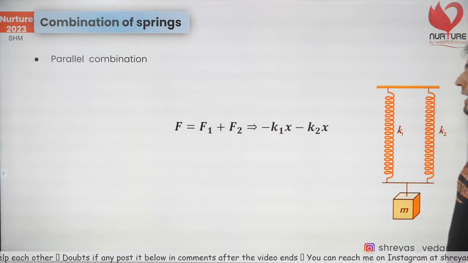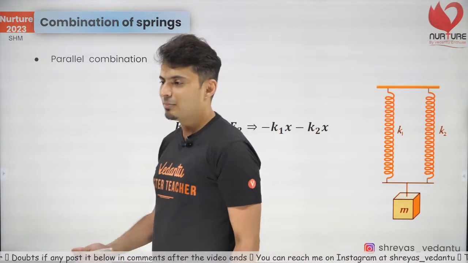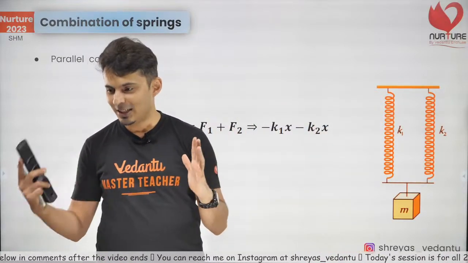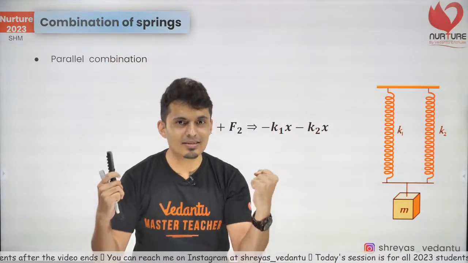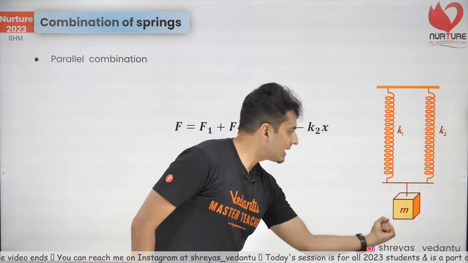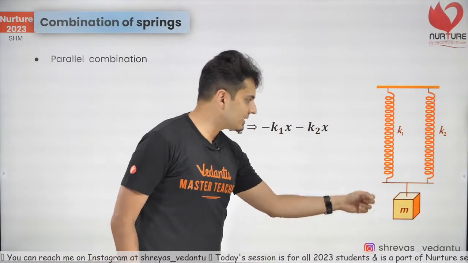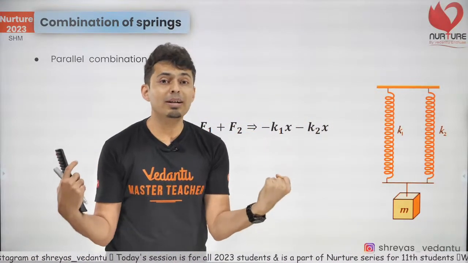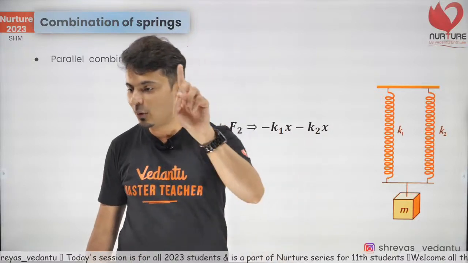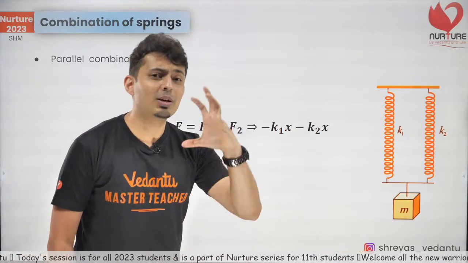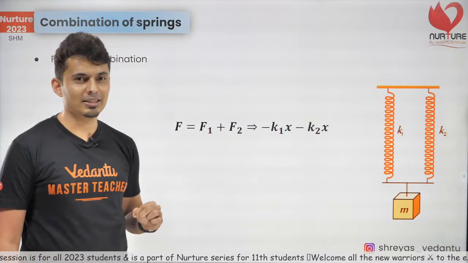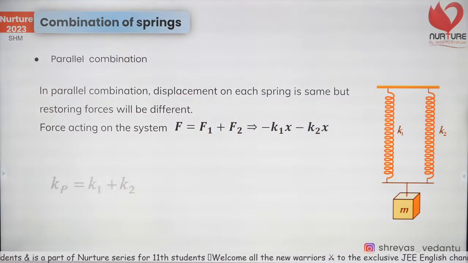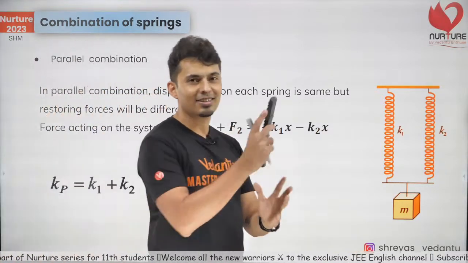Alright. Now in parallel combination, basically you have two springs, one beside the other. One is here, one is there. And when you pull that system, what will be same? Their extensions will be same. This will also extend, that will also extend by the same amount. What will be different is the force. And now you can guess what the answer should be for equivalent spring constant. When springs are in parallel, the equivalent spring constant will be just K1 plus K2, just like resistors in series.